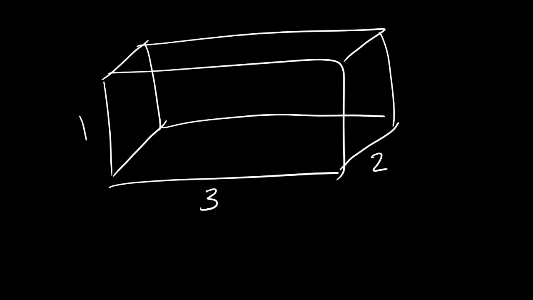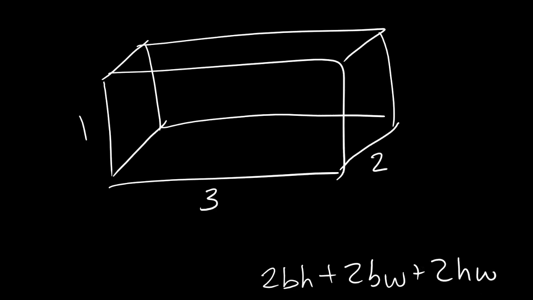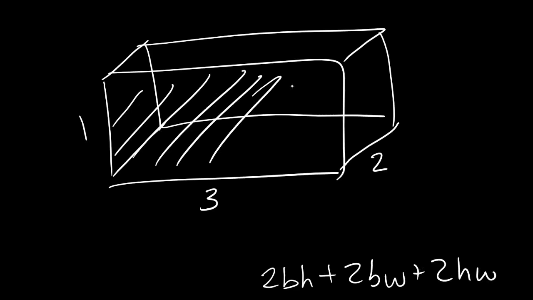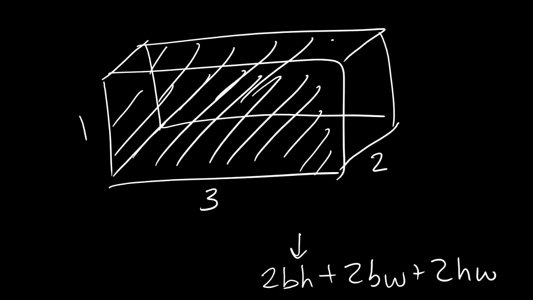So what is the formula for finding the surface area of a rectangular prism? It's 2 times the base times the height, plus 2 times the base times the width, plus 2 times the height times the width. Why is this? Well, we need to find this part, which is the base times height. And there's a backside to this too. So there are two base times height that we need to calculate.